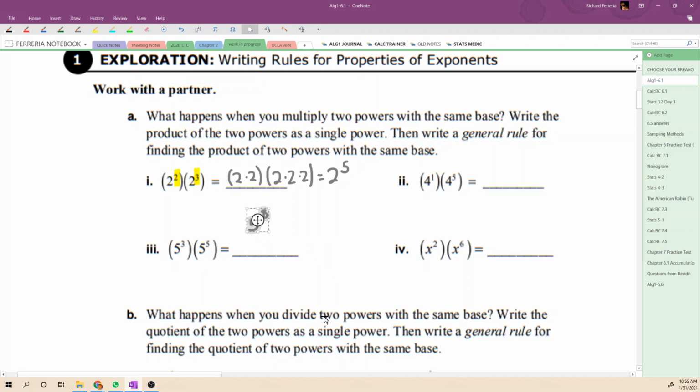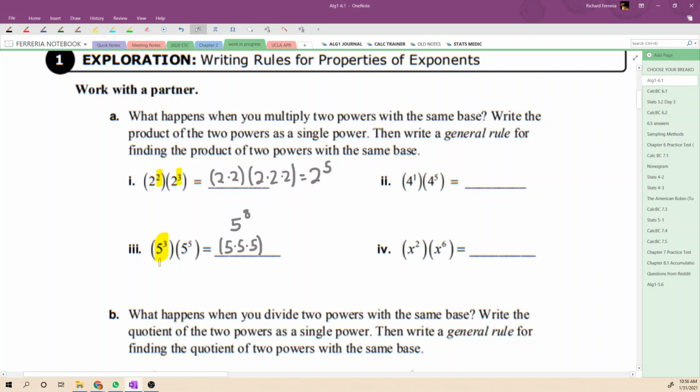Let's check the other way that we do things. So 5 cubed times 5 to the 5th power. And this has 1, 2, 3, 4, 5, 6, 7. Yes, that has 8 5's. So that's the same thing as 5 to the 8th.